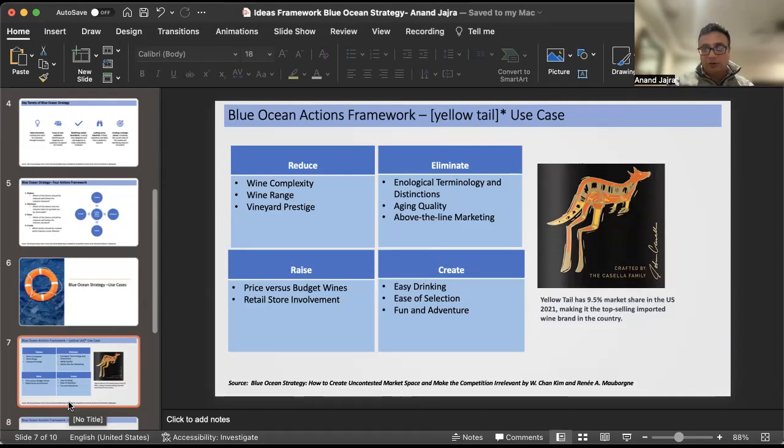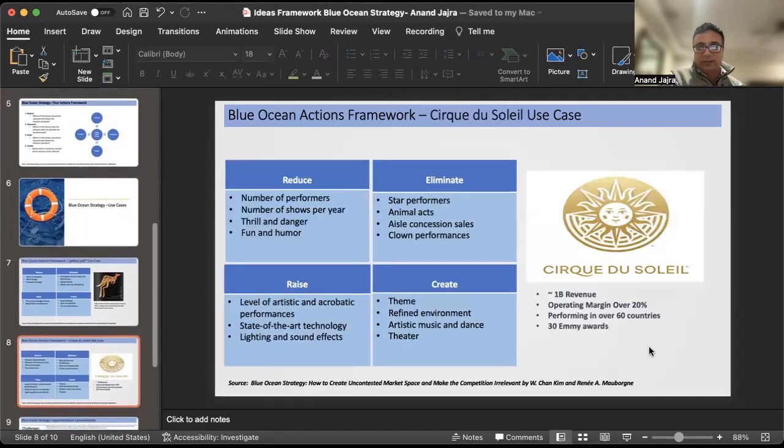taking out all the confusion about the wine terminologies, the aging quality of the wine, and above the line marketing, which was very central in the red ocean market space there. Thereby, they created easy drinking experience, ease of selection, and made even the non-wine drinker come into this market space, thereby creating non-customers as their customers. Today, they have close to 10% market share, and they are one of the top selling international imported wine brands in the country.